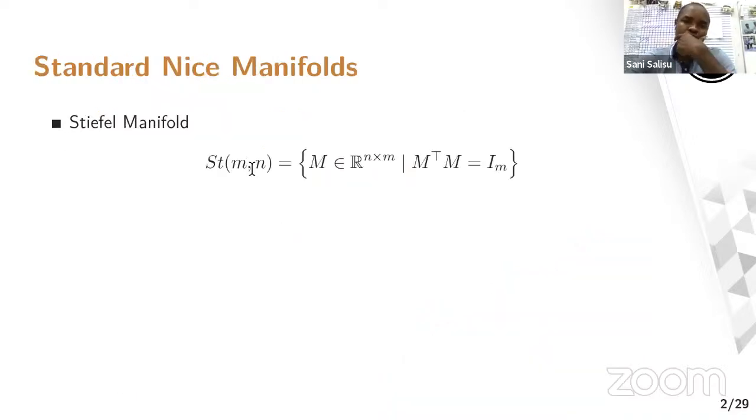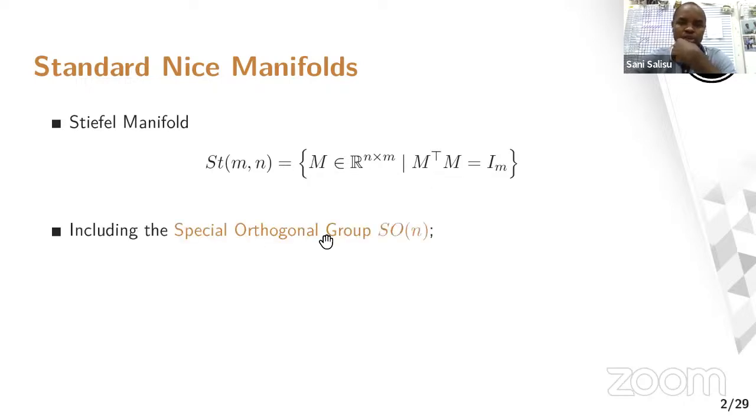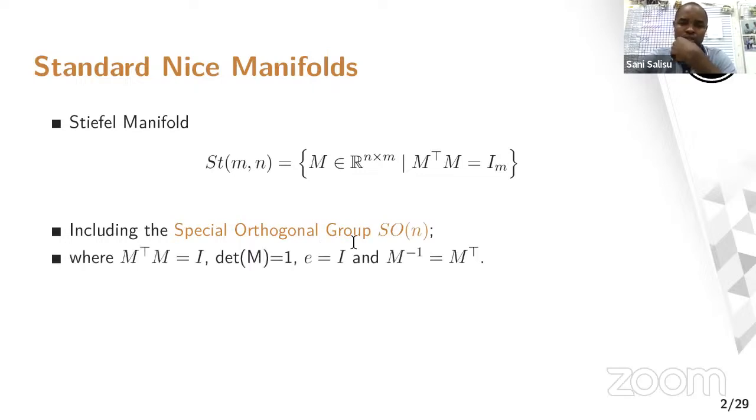A very nice example of such a manifold is what is called the Stiefel manifold, and it is defined by this relation. Of course, a particular case of this is the special orthogonal group, and this special orthogonal group is very, very useful in robotic control. As you can see, it has to do with rotation. Once you are into Lie group or Lie theory, you will understand that SO(n), especially SO(3), describes motion on R^3.